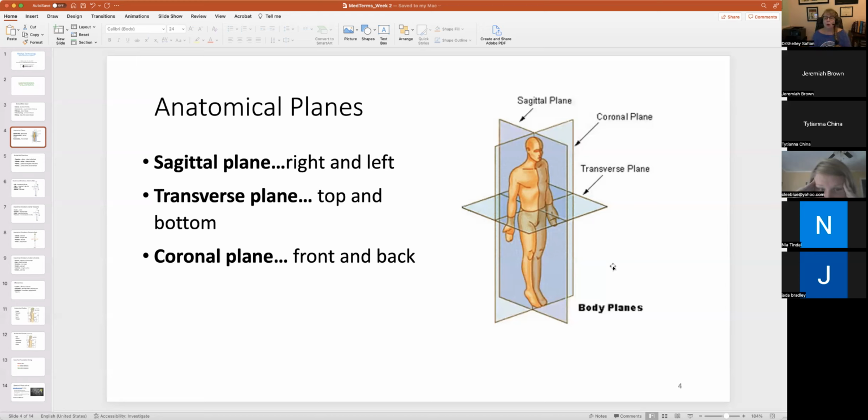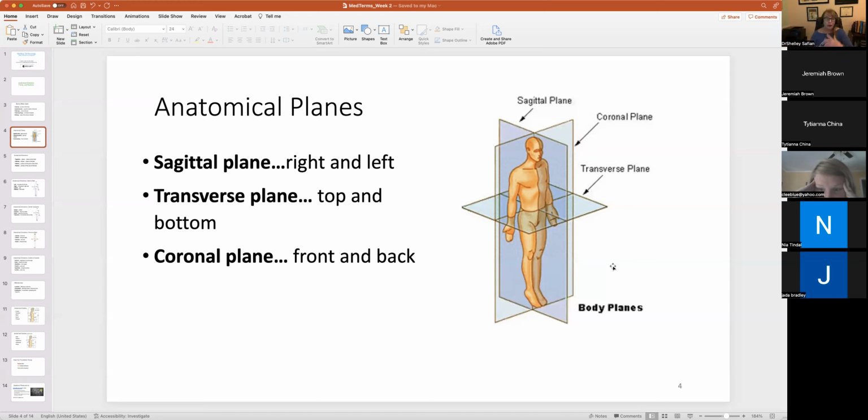And then one more, we have the coronal plane, which divides the patient also vertically, but vertically front and back. Now, what do you have to know this for?